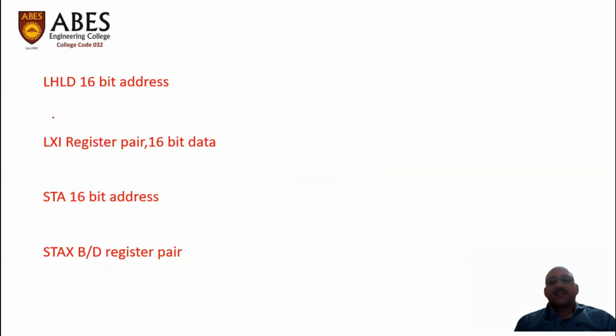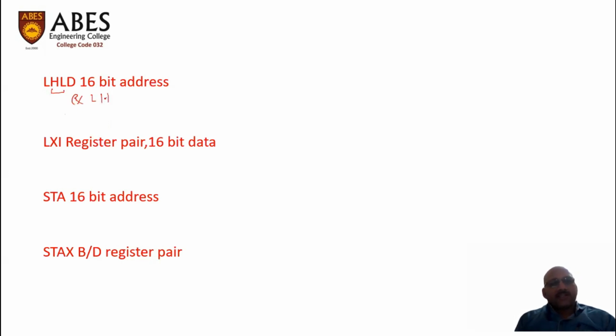Now, the next instruction is LHLD 16-bit address. It will load the HL register pair from the given memory location. Each memory location contains only 8-bit data, but the HL register pair is a 16-bit register. So at first view it looks like you are moving 8-bit data to a 16-bit register pair, but that is not so. We are moving 16-bit data from the memory to the HL register pair. How will it happen? Let's see.